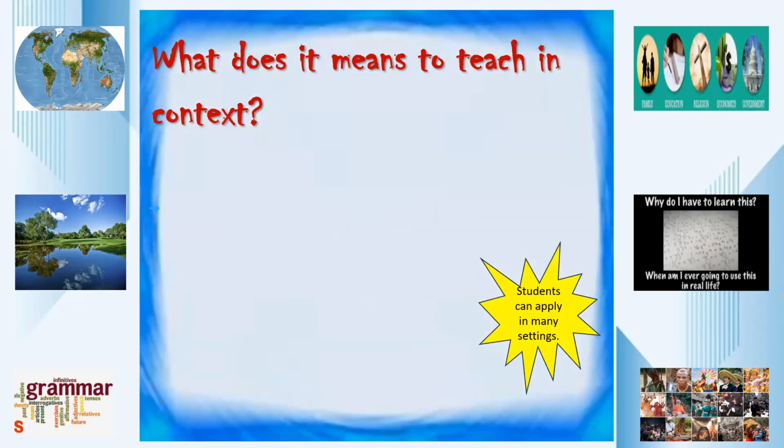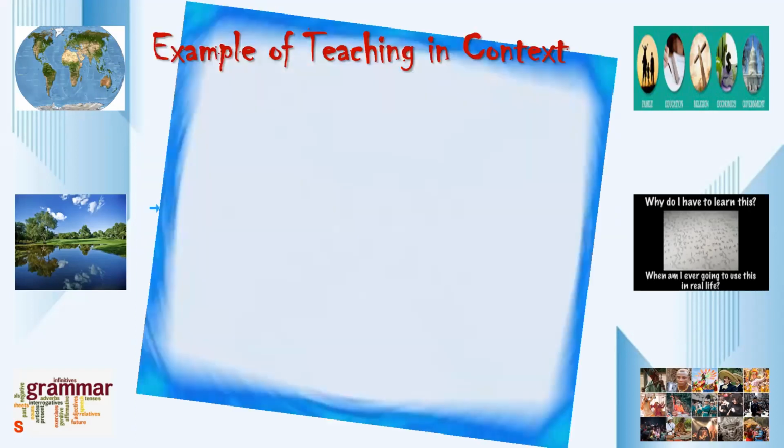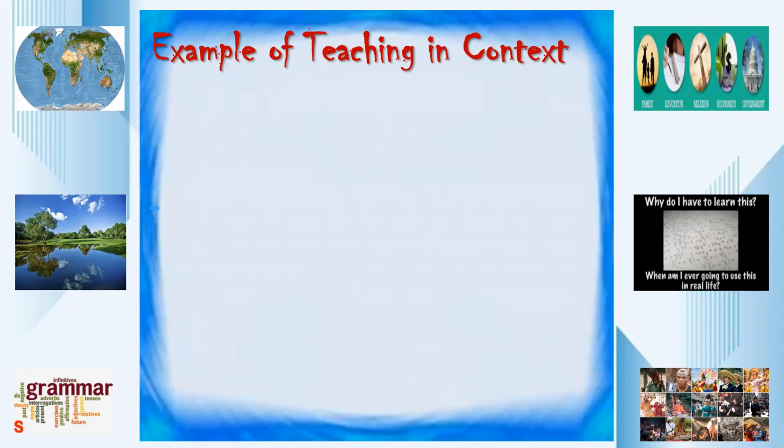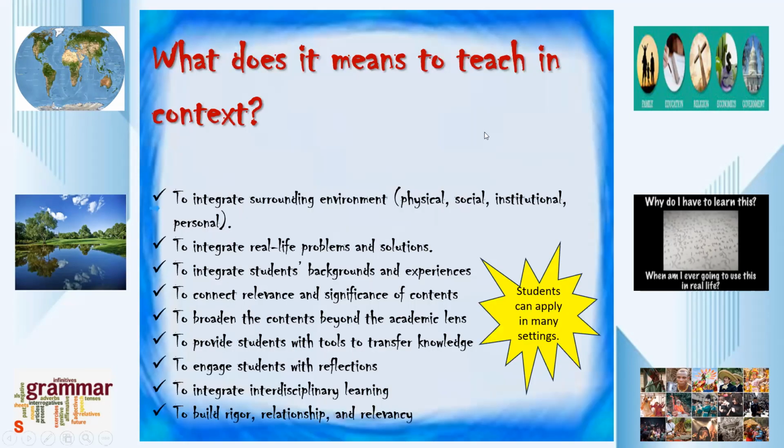So again, let's say you plan to teach students a lesson on how the weather, plants, animals, and including humans can cause changes to the environment. So you're teaching about erosion, but you don't show the students the physical aspect of erosion. Like, for example, integrate with the surrounding environment.